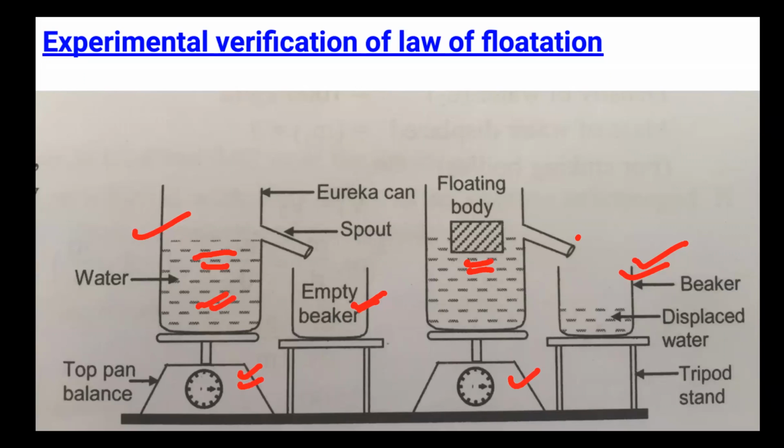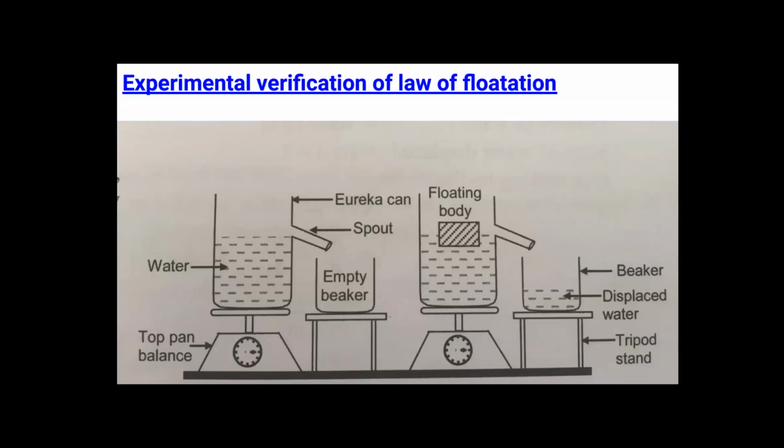So the same weight means what, Mr.? That means the weight of displaced water is equal to the weight of this body. That means the weight of the piece of wood, meaning the weight of the floating body, is equal to the weight of displaced water. So by this method also, we can verify the law of flotation experimentally.